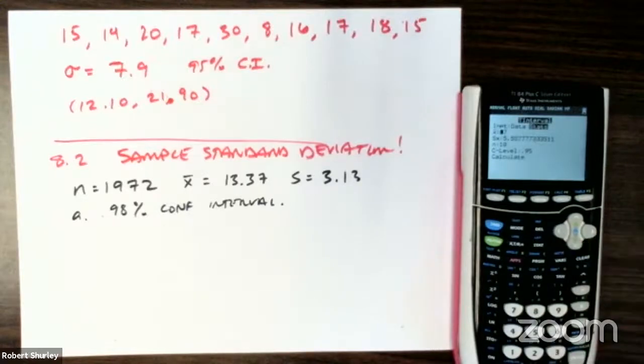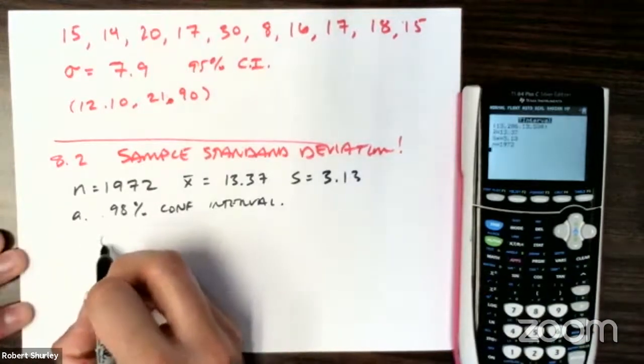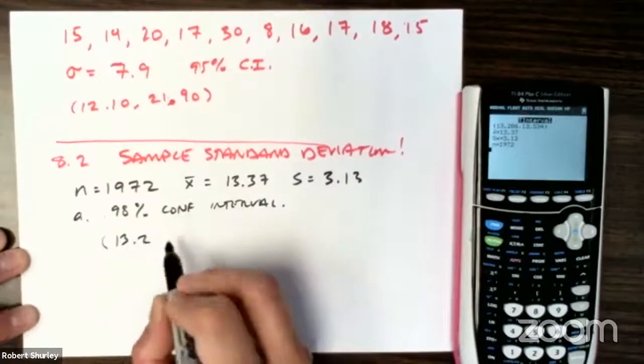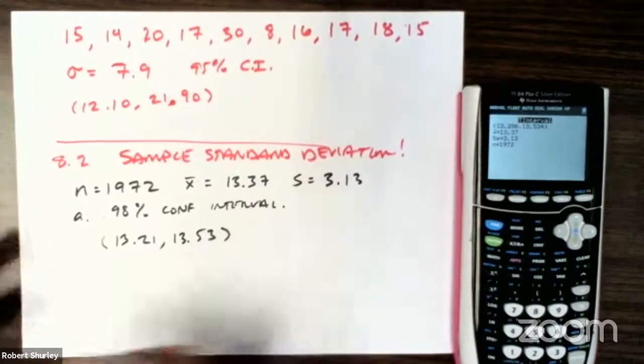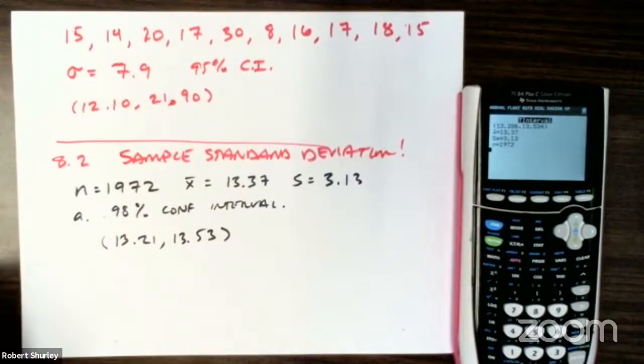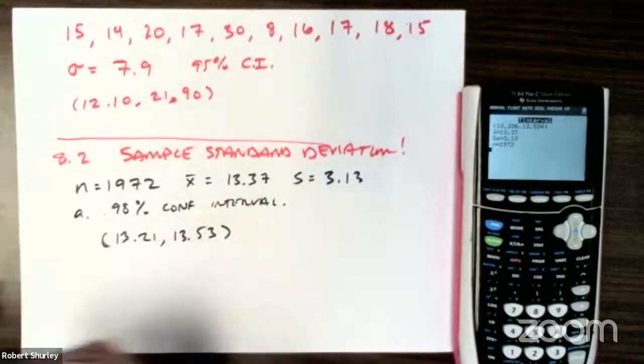We know X bar is 13.37. We know S is 3.13. N is 1,972. And our confidence level is actually 98%. The interval is 13.21 to 13.53.